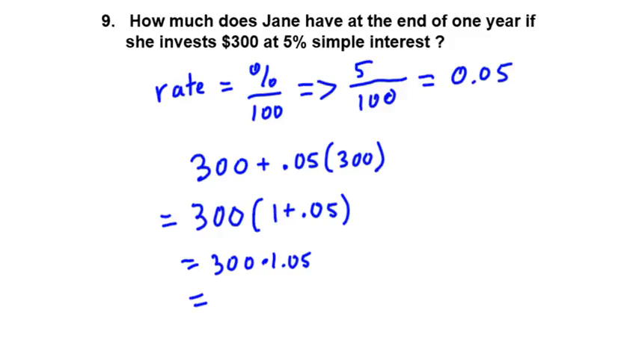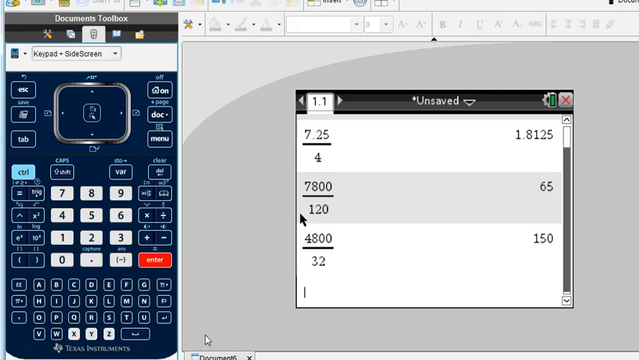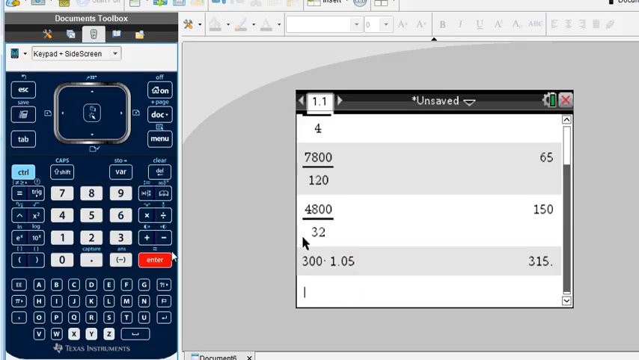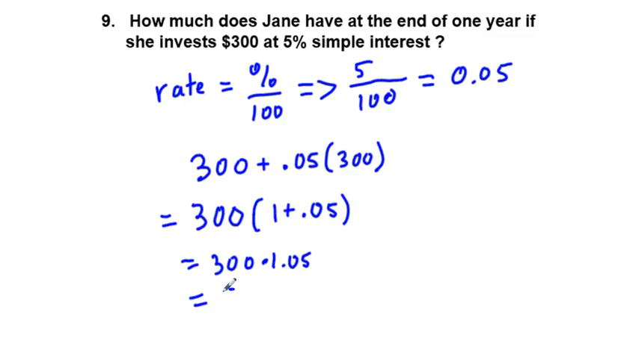So let's go over here. 300 times 1.05. Oops. Enter. So we get $315, which we write as our answer.